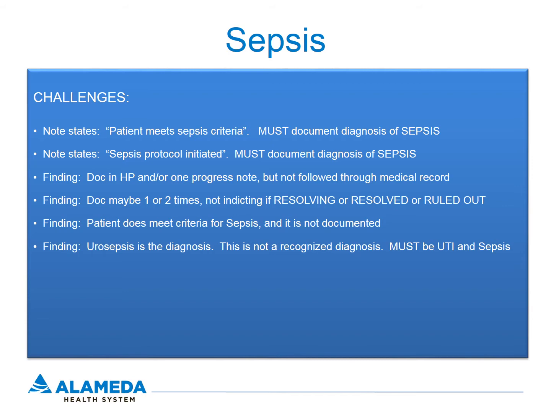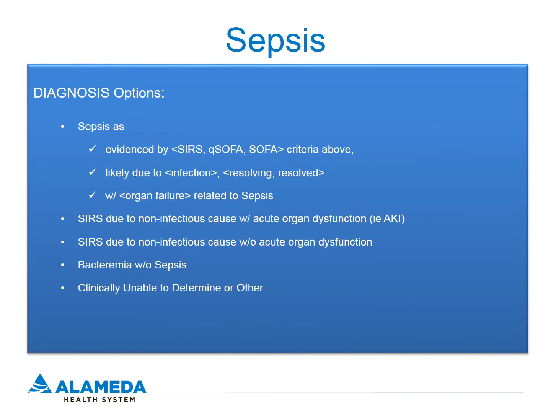And lastly, which doesn't happen as often anymore, but urosepsis is absolutely not a diagnosis. It needs to be separated into two diagnoses. So you must document two separate diagnoses on the problem list, which is urinary tract infection, a UTI, and sepsis is a separate problem. So that's the majority of the reasons for our querying the medical staff for sepsis.